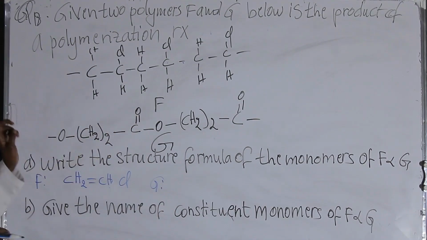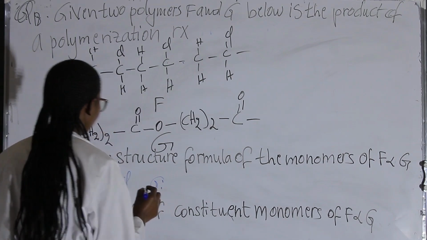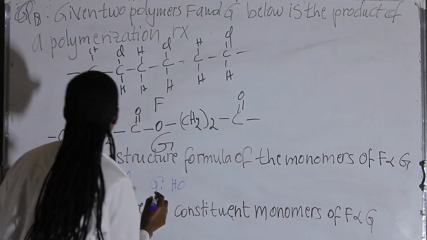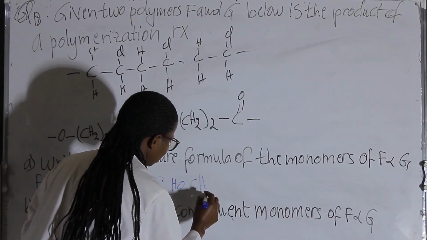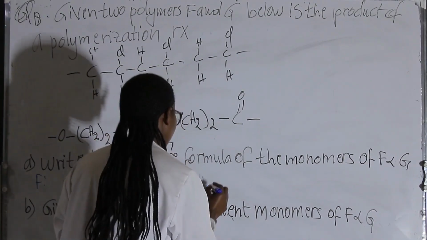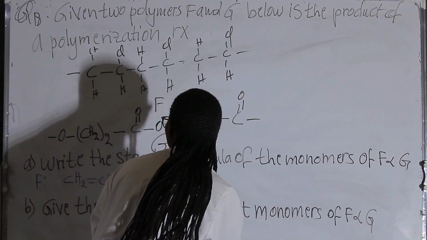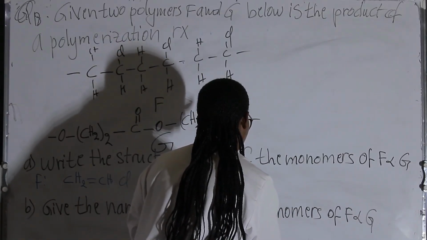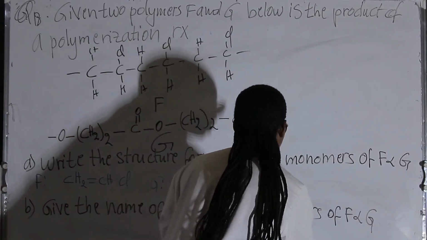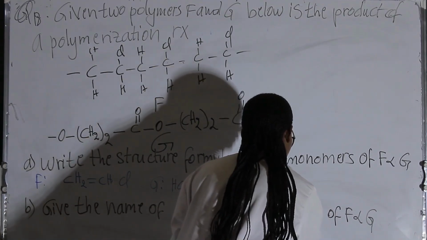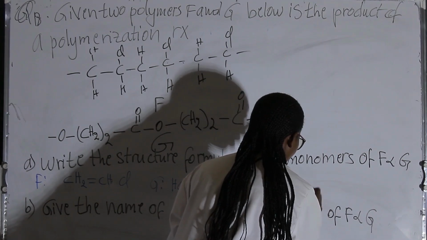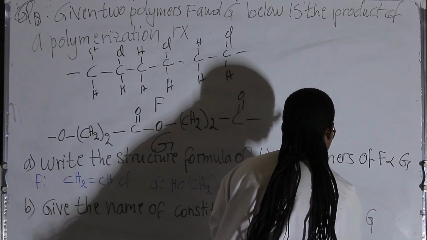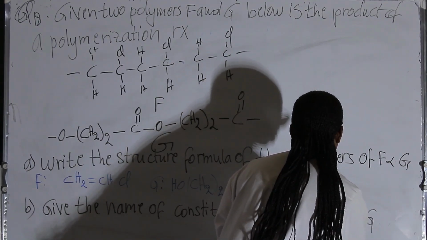For G, we have two monomers. The first monomer is OH, CH2, OH, and C, C6H4, C, OH.